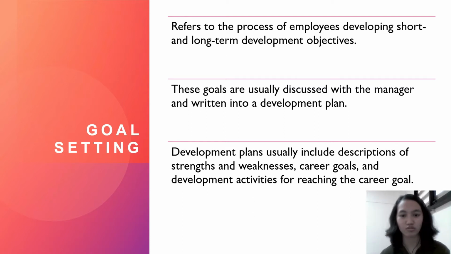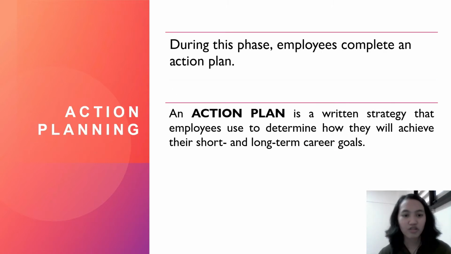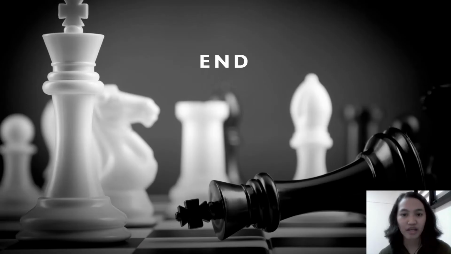And the final one is action planning, during which employees complete an action plan. An action plan is a written strategy that employees use to determine how they will achieve their short and long-term career goals. And that is all for the second topic.